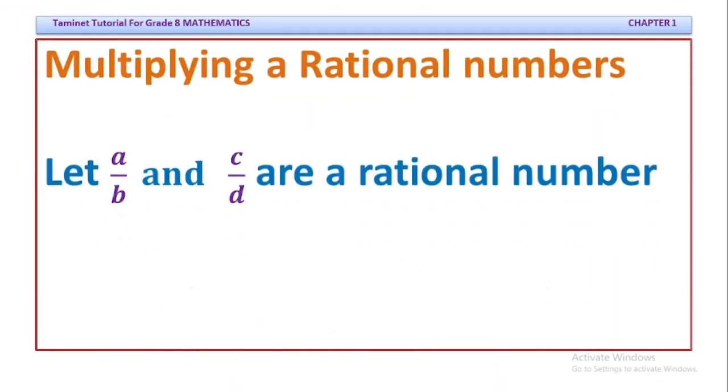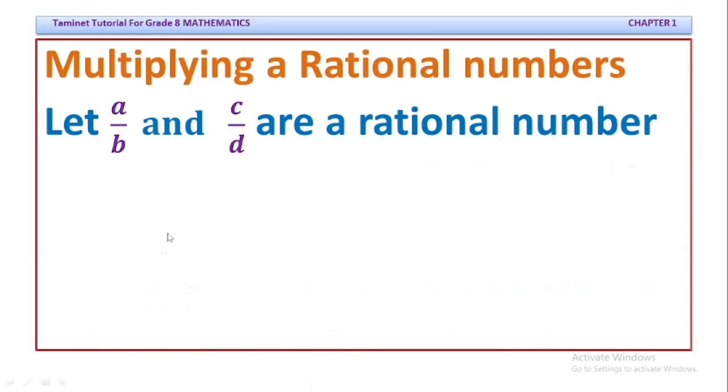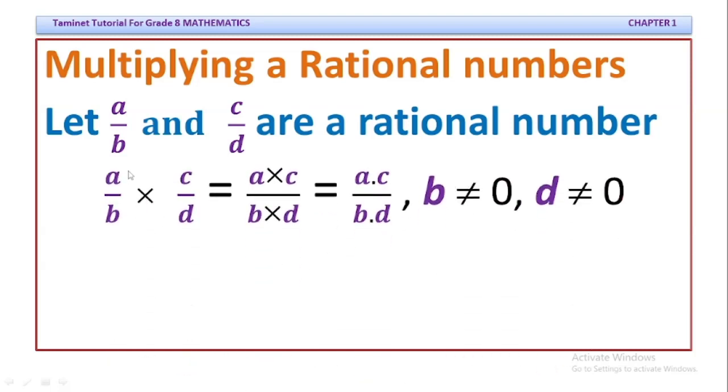Multiplying rational numbers. Let A over B and C over D be rational numbers, that is, numbers having a numerator and a denominator. The product of A over B and C over D is found by multiplying the numerators, A times C, and multiplying the denominators, B times D.